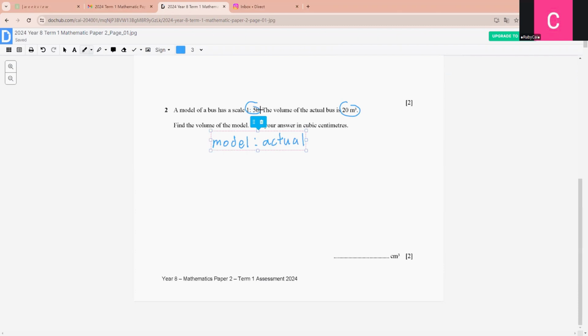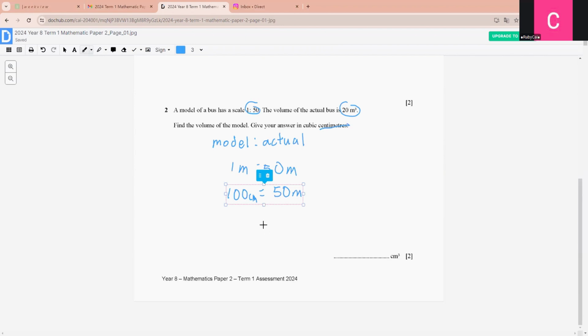And it says there is 50 meters and 1 meter. So because we're finding cubic centimeters, we change this 1 meter into centimeters. So it'll be 100 cm for every 50 m, the actual volume.